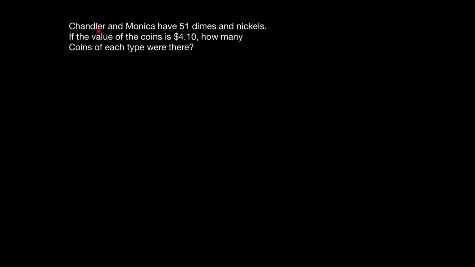It says, Chandler and Monica have 51 dimes and nickels. If the value of the coins is $4.10, how many coins of each type were there? So whenever you do these problems, what you're always looking for is there's going to be one statement of quantity, and there will be another statement of value. So the very first sentence here, Chandler and Monica have 51 dimes and nickels. So that's my quantity statement.